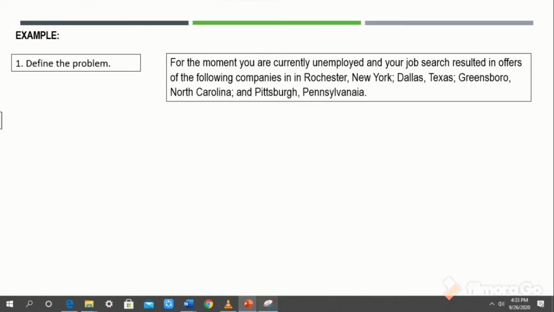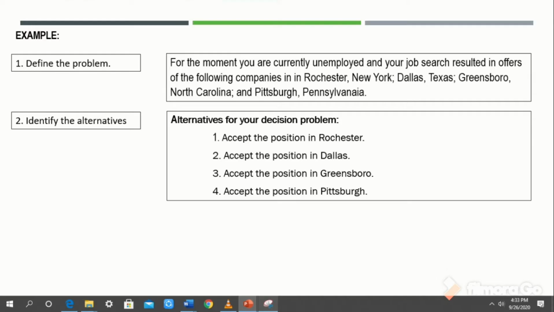So, after kabaw na ka sa imong problem, you have to identify the alternatives. So, either accept the position in Rochester, accept the position in Dallas, in Greensboro, or in Pittsburgh. So, mao na imong alternatives, mao na imong pilian to solve your problem. And then, proceed ka sa number 3.